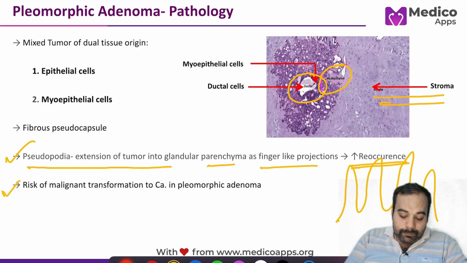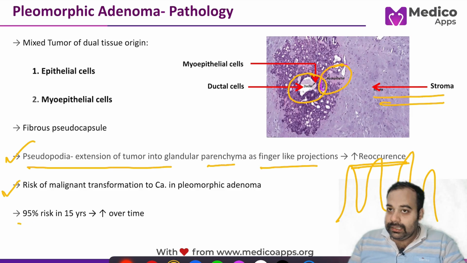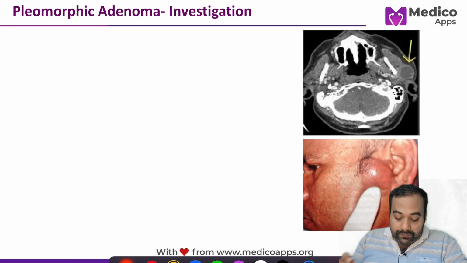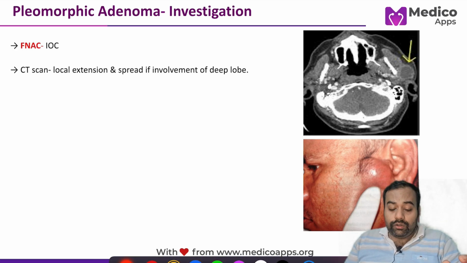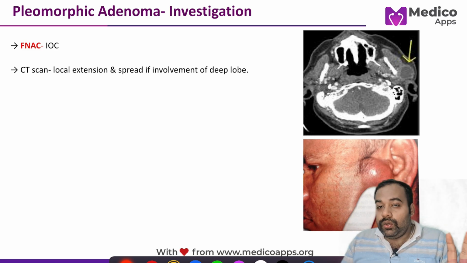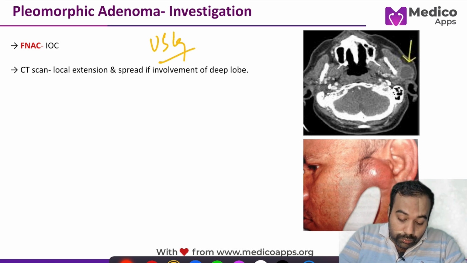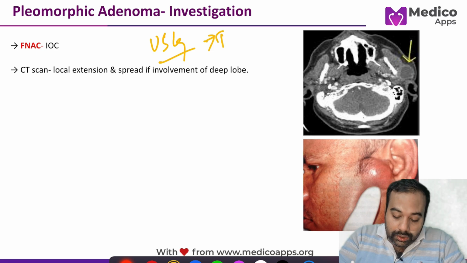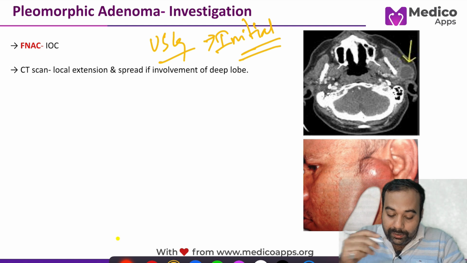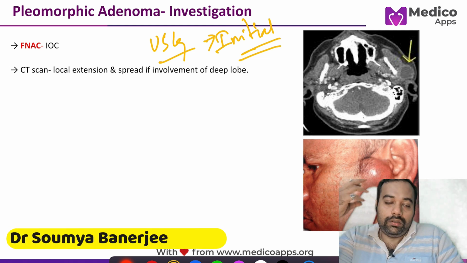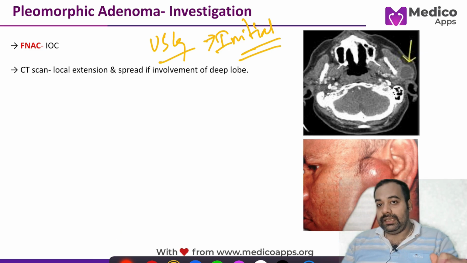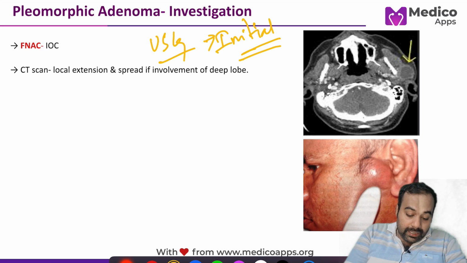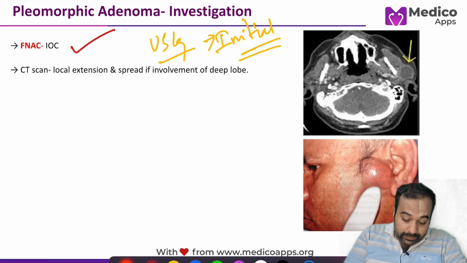Also, we have already discussed the risk of malignancy, that is eventually 95% risk in 15 years, and that eventually increases over time. Now, let's talk about the investigation. Obviously, your initial investigation is going to be your USG. HR USG, high resolution USG, is your initial investigation. This USG also helps you get your FNAC done, which is done with image guidance. Image guided FNAC is the investigation of choice in that case.